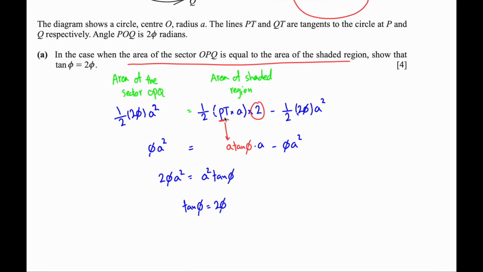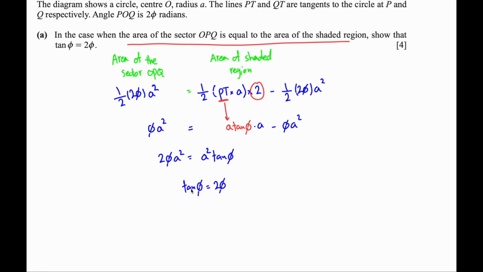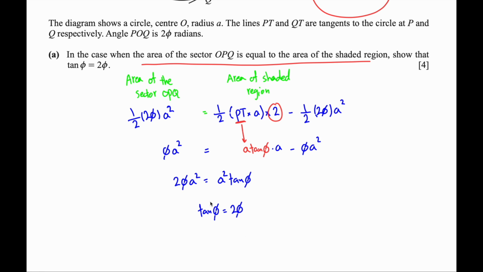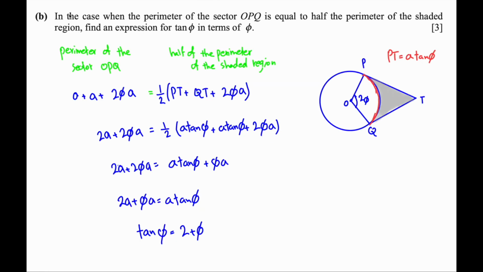Now, don't forget to replace PT with a tan phi. If you do that, I get a squared tan phi, and basically I got a squared everywhere. You can cancel that a squared as well, but before that you can bring this to the left hand side and you get 2 phi a squared because these two terms are identical. And then once you cancel out the a squared, you are left with tan phi equals 2 phi, and that's what I'm asked to show. Therefore, it is shown.